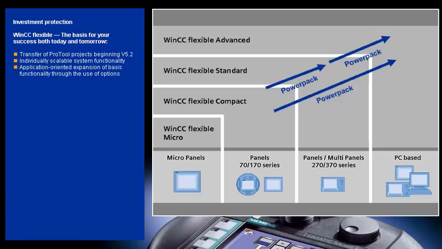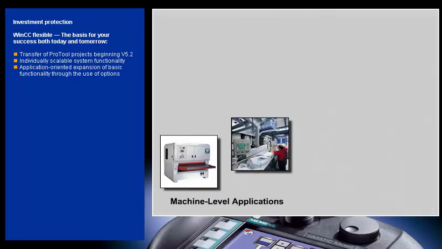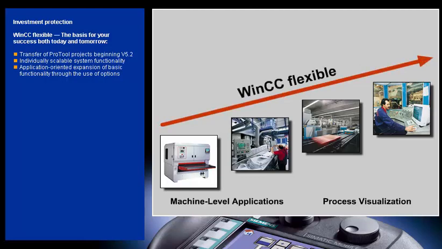In the case of PC projects, you can also begin with basic HMI functions when your application permits. Functional or sector-specific expansions can be integrated in WinCC Flexible at a later date by adding options. Incidentally, the transfer and further use of entire projects from WinCC v6 is planned for a future configuration of WinCC Flexible.